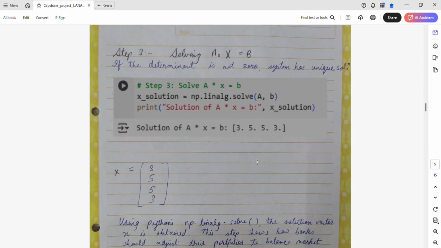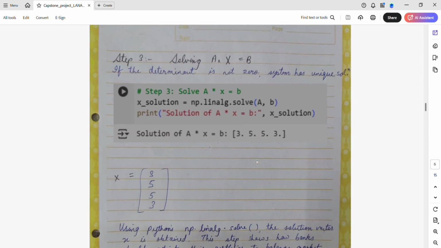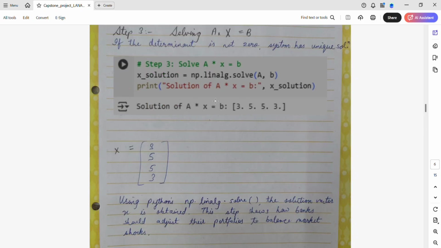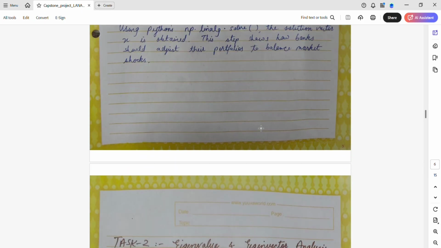Here comes our step 3. Solving A x equals B. I solved the matrix equation using Python's NumPy library. As you can see in the code snippet, this gave me the portfolio adjustments each bank should make in response to external shock.